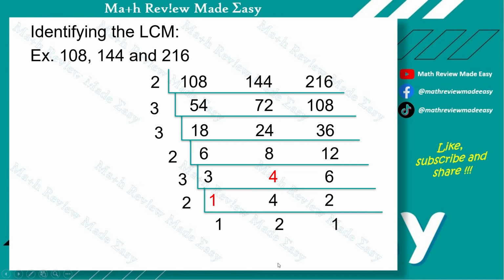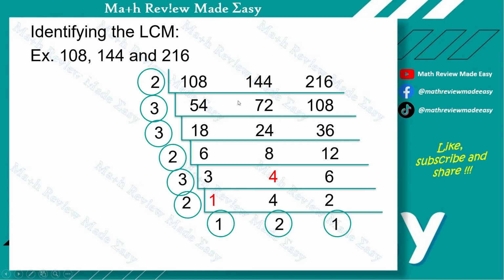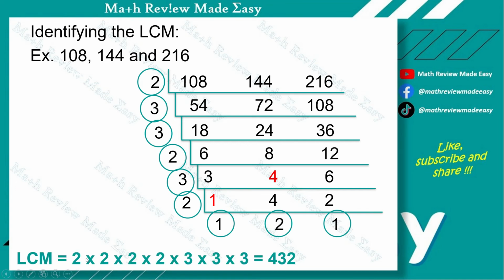So, sa pagkuha ng LCM, again, kukunin natin yung nasa left side ng ating ladder and yung nasa baba. So, the numbers are 2, 3, 3, 2, 3, 2, and 2. So, hindi na natin consider yung 1 kasi any number multiplied by 1, same lang ang ating makukuhang result. So, ang ating LCM, 2 times 2 times 2 times 2 times 3 times 3 times 3, or 432.